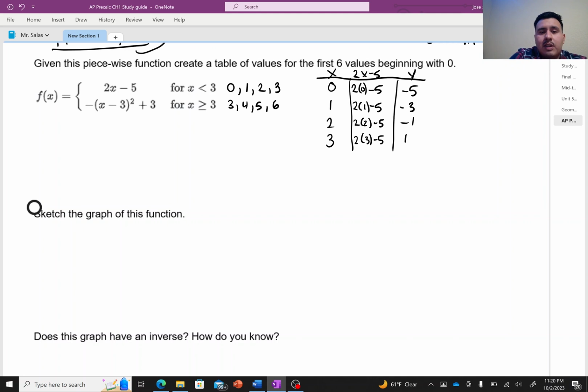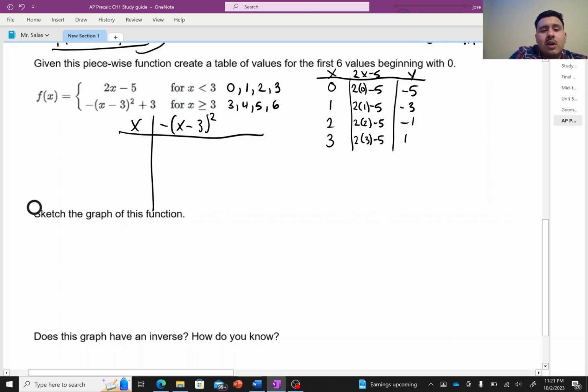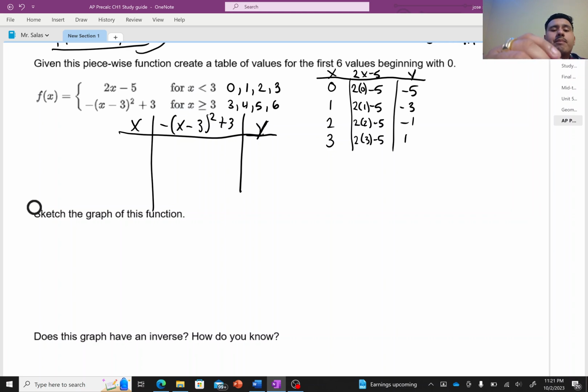Whoops, hopefully I don't move anything on my mouse. We're looking at x right here. We're looking at our function, which is negative (x minus 3) squared plus 3 is equal to y. We're going to go ahead and type this in. The first thing you want to do, you want to solve what's inside your parentheses.